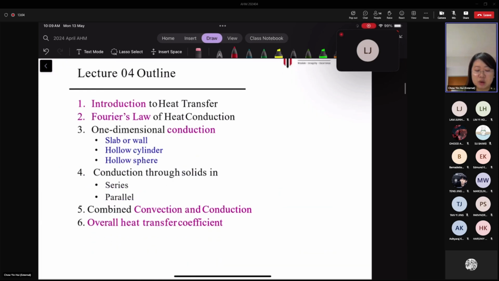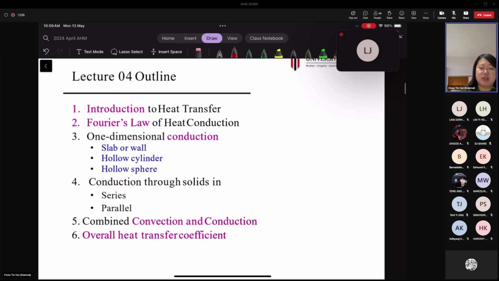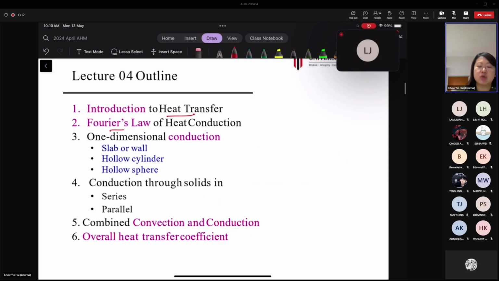This is what we are going to discuss today. We'll revisit conduction, convection, and radiation, and then we'll talk about Fourier's law for heat conduction, because this is the basis for what you are going to do next week when you formulate the temperature profile. Then we'll look at one-dimensional conduction. One-dimensional conduction means the heat transfer is only in one direction. It could be in the X direction, depending on whether it's the Y direction or Z direction.